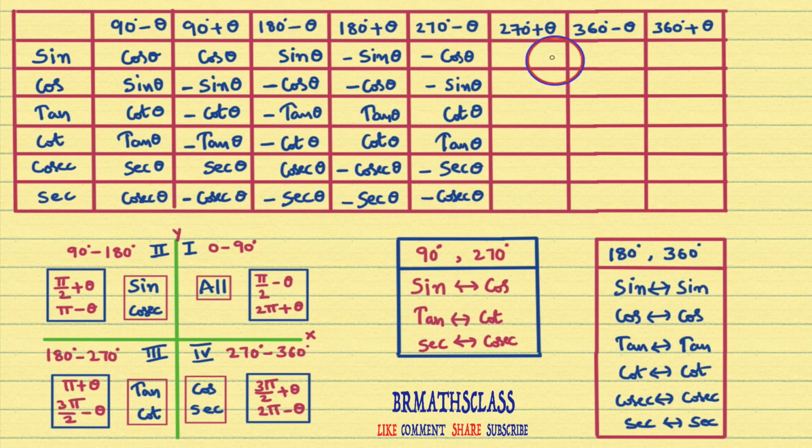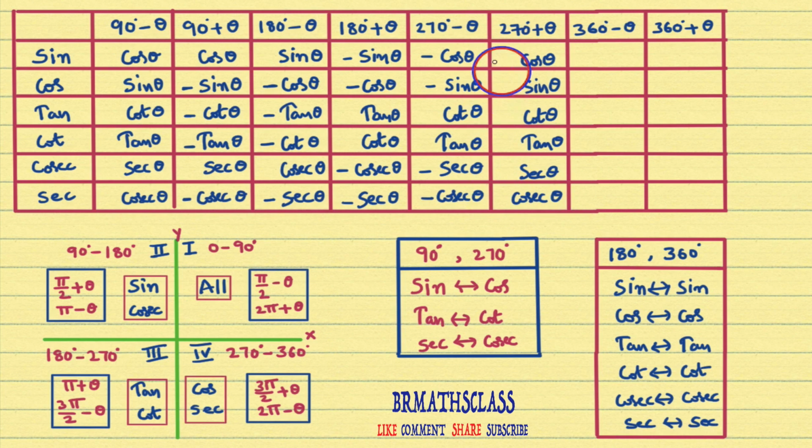Now you see here, I want to write all those functional values first. Later I'll write the signs. We'll do these three things a little different way. 270 degrees is there, sine changes to cos theta. 270 degrees is there, cos changes to sine theta. 270 degrees is there, tan changes to cot theta. 270 degrees is there, cot changes to tan theta. 270 degrees is there, cosecant changes to secant theta. 270 degrees is there, secant changes to cosec theta.